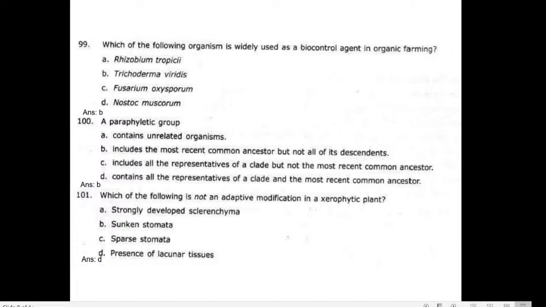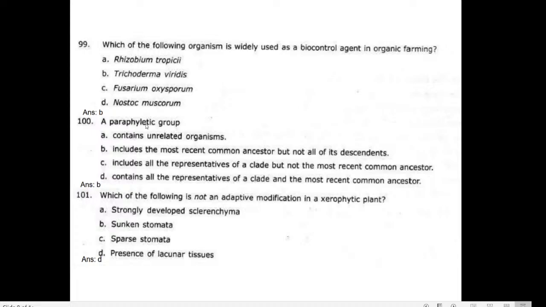Which species is involved in nitrogen fixation? That is Rhizobium. Option A is helpful for the nitrogen cycle. Trichoderma viridis is involved as a biocontrol agent.